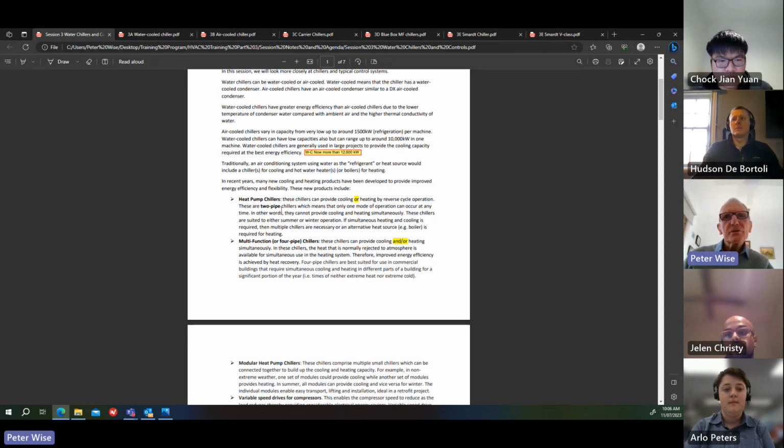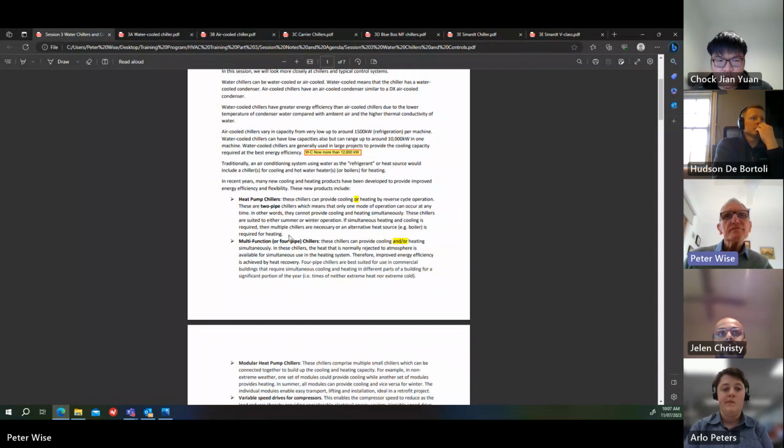Heat pump chillers. These chillers can provide cooling or heating by reverse cycle operation. They're two-pipe chillers, which means they're either doing cooling or heating. You can't do the same thing at the one time. So you've got to change over. You've got to have changeover valves and pipe work to deliver cooling or heating. These chillers are suited best to summer or winter operation. If simultaneous heating and cooling is required, then multiple chillers are necessary, or an alternative heat source like water is required.